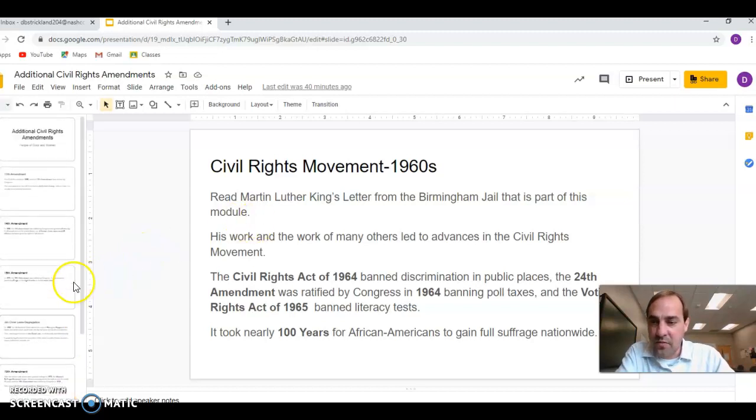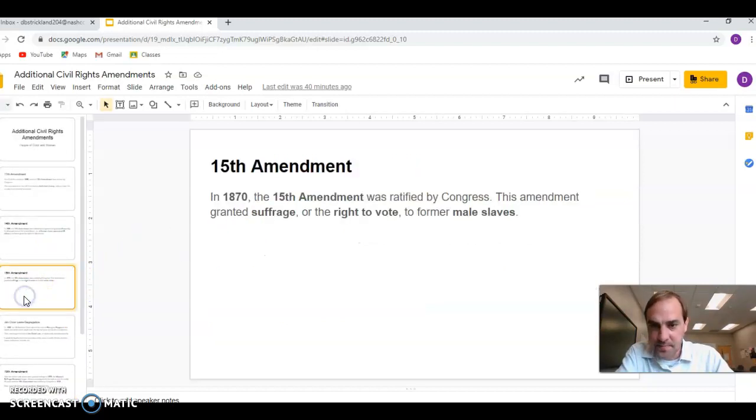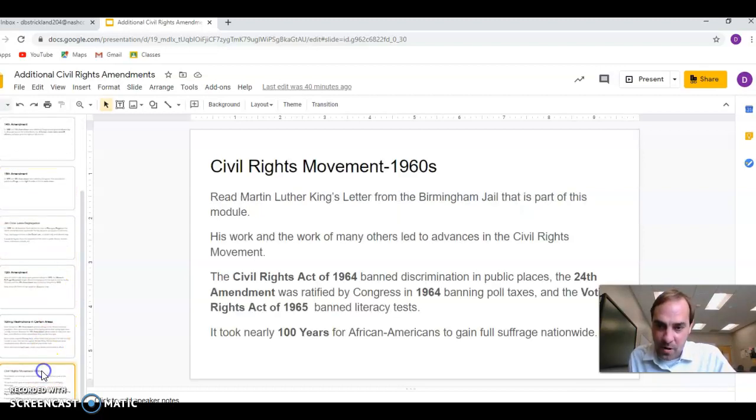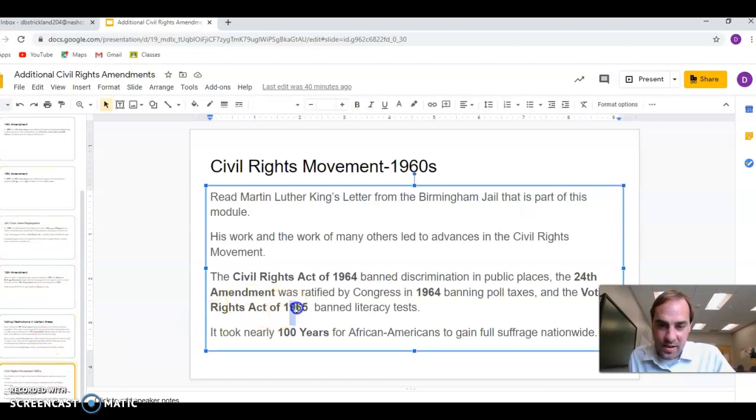So this is what I would like for you to consider, okay? In 1870, that is when the former slaves, or at least the former male slaves, were given the right to vote. However, it wasn't until 1965 that they enjoyed it fully, okay? That's nearly 100 years after being given the right of suffrage that they finally were able to embrace and enjoy it. Thank you.